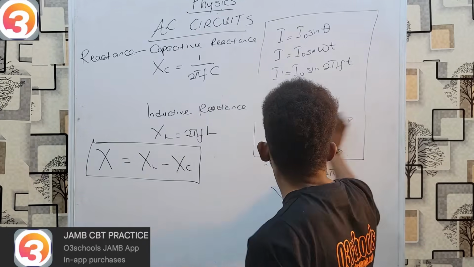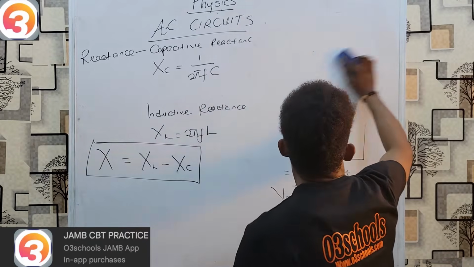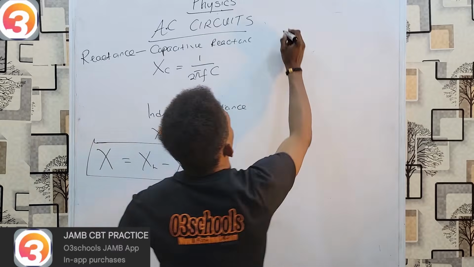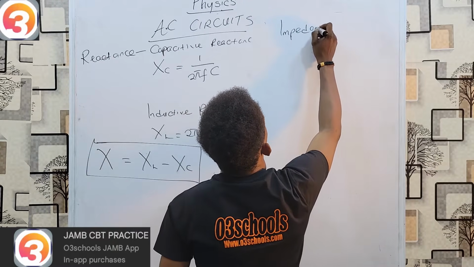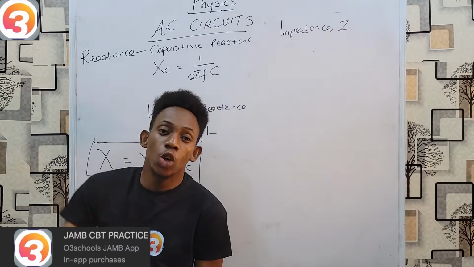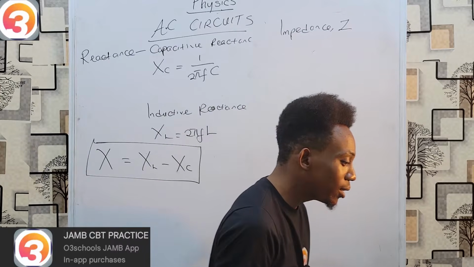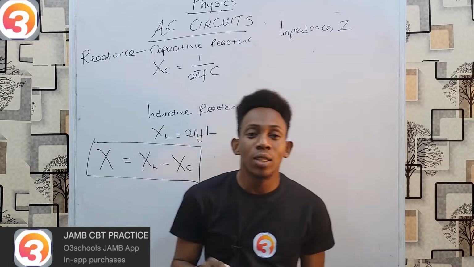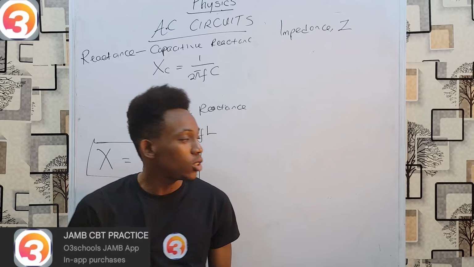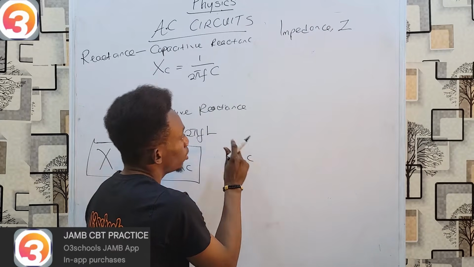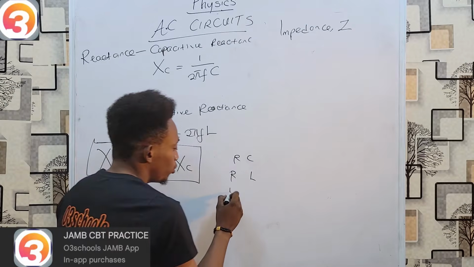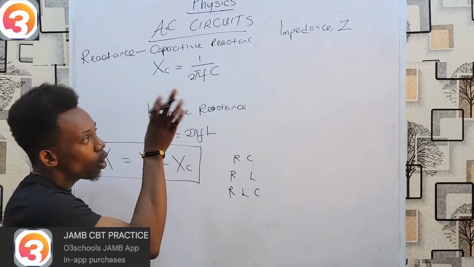In that case, a brand new concept is introduced, and this is now known as impedance. Impedance, represented by letter Z. Impedance is the overall opposition to the flow of current provided by a resistor and a capacitor and or an inductor. That means if you have a resistor and a capacitor, you are dealing with impedance, a resistor and inductor, impedance, resistor, inductor, capacitor, also impedance.